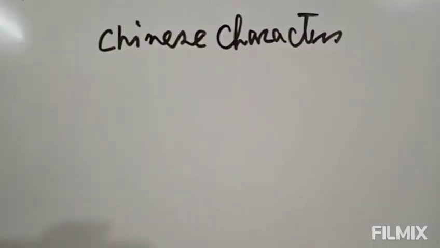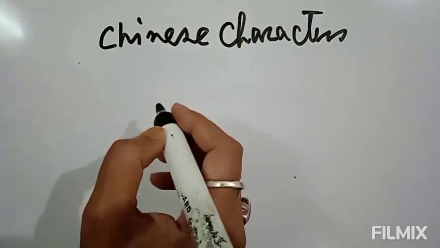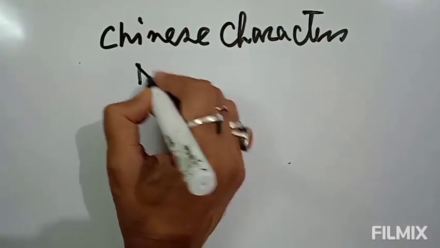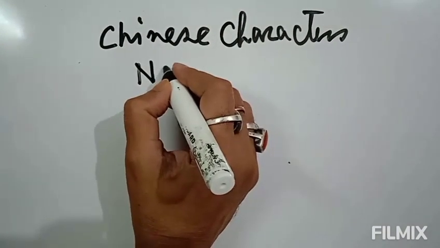Let's start today's class, Chinese characters. First I'll be showing you the pinyin, then the characters and then the English meaning, for each and every character. And for each and every character I'll be showing you how to draw the character. I'll be showing you twice each and every character. First character is the most commonly used character. This is the pinyin.